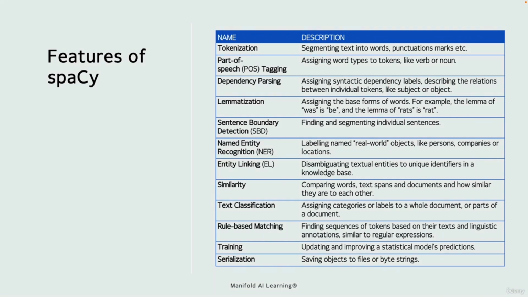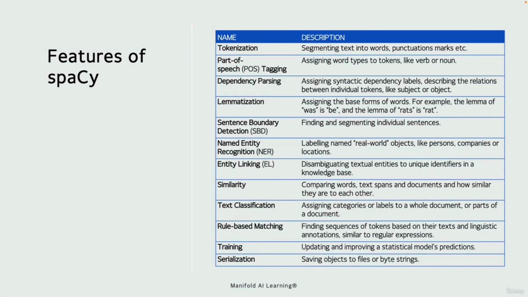And this has the ability to perform the activity of similarity, where we can compare the words, text spans, and the documents and measure how similar they are to each other. And the great feature that we have got in spaCy is text classification, where we can assign categories or labels to my entire document or parts of the document. We have got rule-based matching. So in the scenario of rule-based matching, it's all about finding the sequences of tokens based on their text and the linguistic annotations. And this is similar to the regular expression.